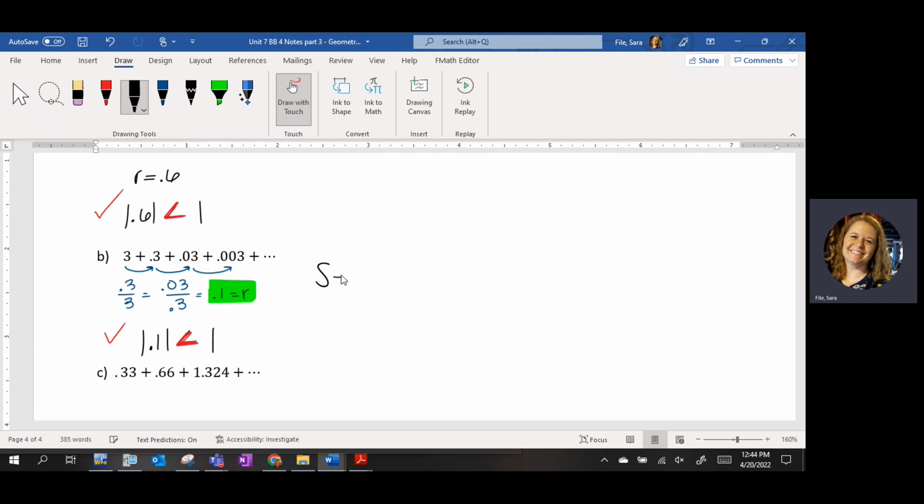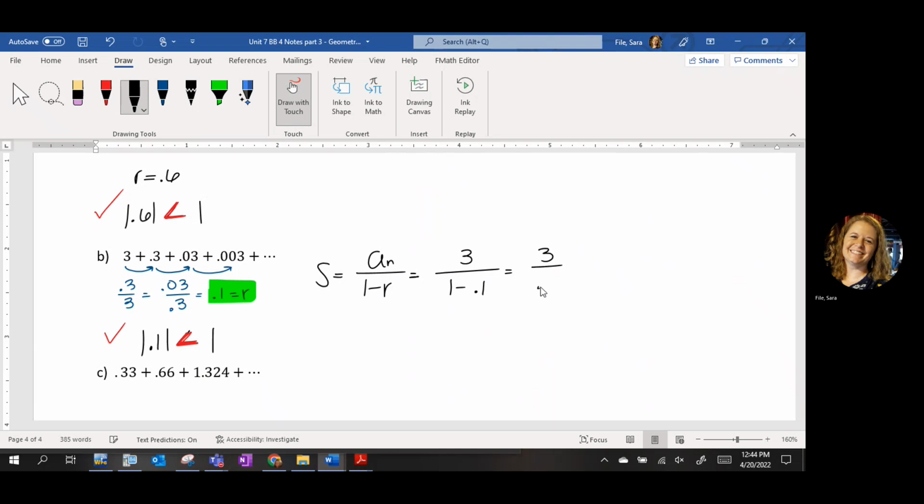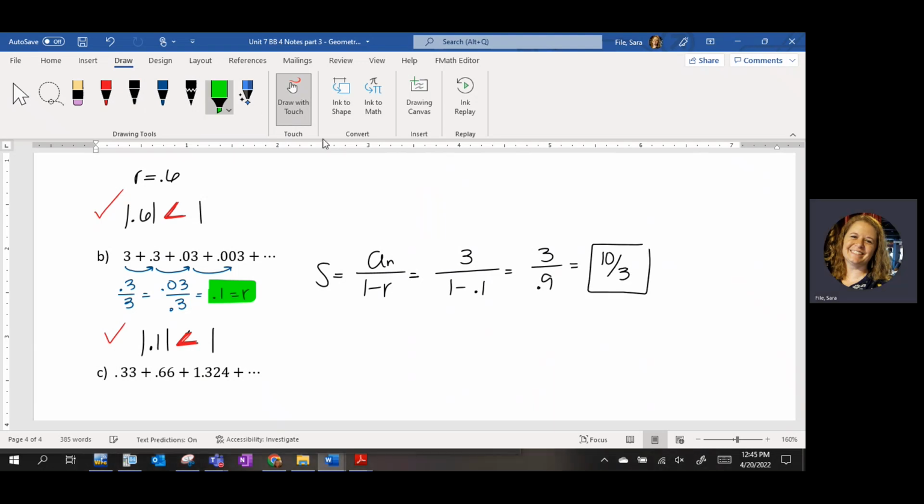So we use that same formula. We do the first term over 1 minus R. What is our first term here? 3. It's the first term listed in the sequence, and we said R is 0.1. And that reduces and comes out to be 10/3. Do some highlighting here. So we found R, got that plugged in. Our first term was 3. That came from right here.